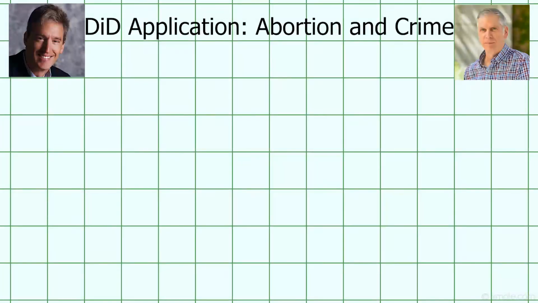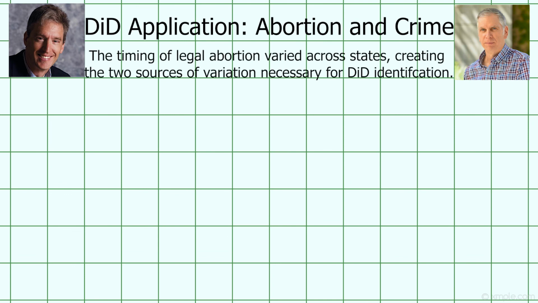They're able to do this because different states legalized abortion at different times. Some states, like New York and Washington, legalized it in 1970, while other states didn't legalize it until the Supreme Court case Roe v. Wade 3 years later in 1973. Since the legality of abortion varies across states and across time, we have the two different sources of variation in our independent variable that we need to perform difference in differences analysis.